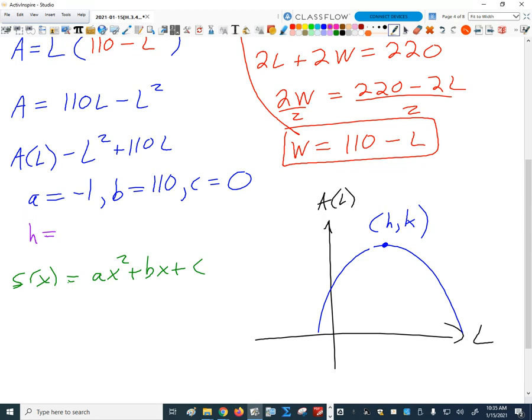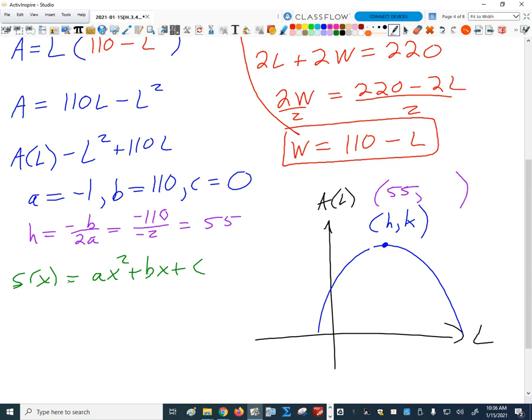Is it negative b divided by 2a? Yep. So we get negative b over 2a. So what's that going to give me, Dlube, if I plug that stuff in? It would be negative 110 divided by negative 2. Okay, negative over negative is positive, so I get 55, right? So the vertex is going to be at 55.